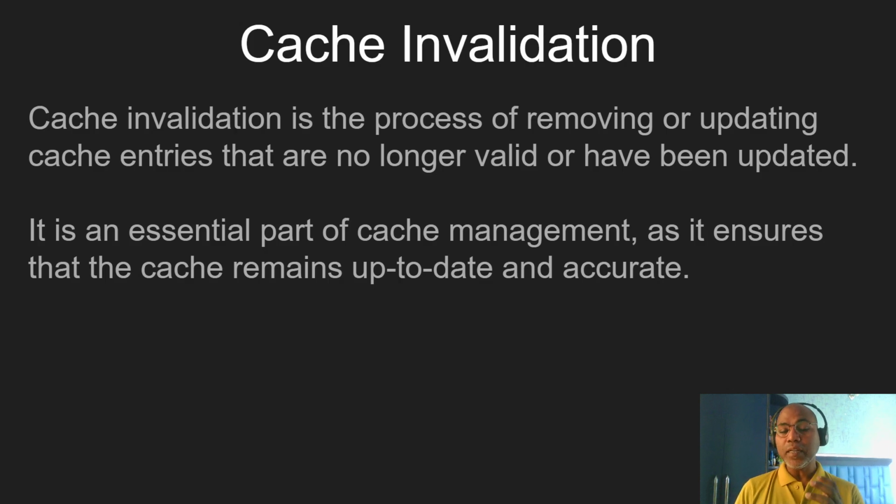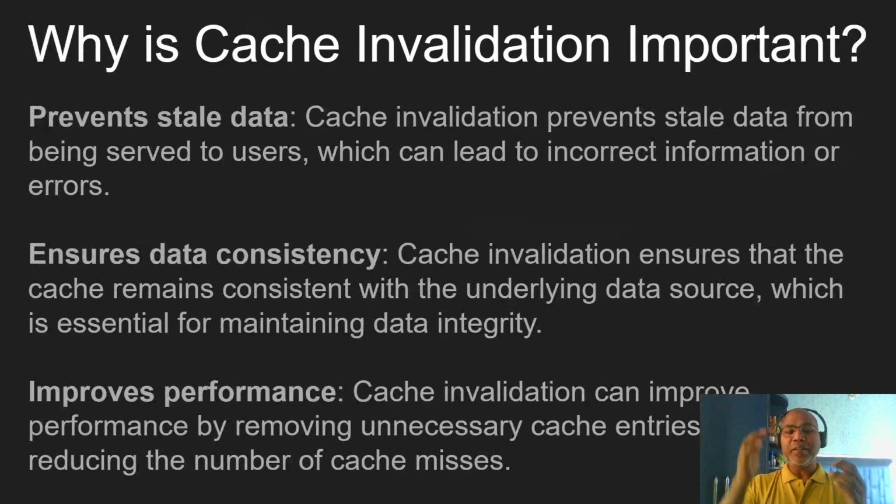Caching is surely used for better performance. But for improved performance, you cannot return old or incorrect data. This is also a problem. So we have to maintain both. This is very important in caching.